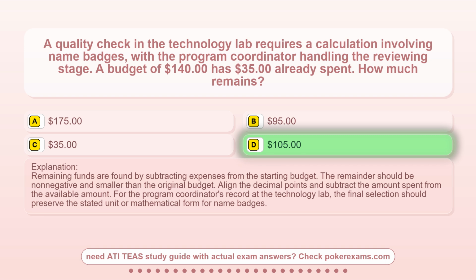Remaining funds are found by subtracting expenses from the starting budget. The remainder should be non-negative and smaller than the original budget. Align the decimal points and subtract the amount spent from the available amount. For the program coordinator's record at the technology lab, the final selection should preserve the stated unit or mathematical form for name badges.